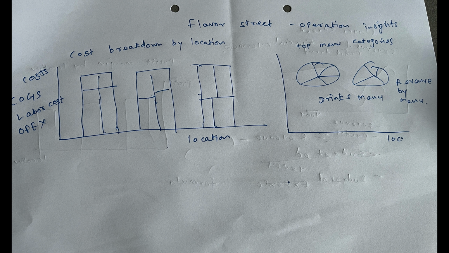Now here is the image for my plan for operational insights, and you can see I'm going to create two visuals. First one will be a bar chart, or I can say a stacked bar chart, which will compare different kinds of cost with the locations. And the second one will be a pie chart, which will compare revenue by the menu. So let's move to the second page of the report, which will be operational overview.